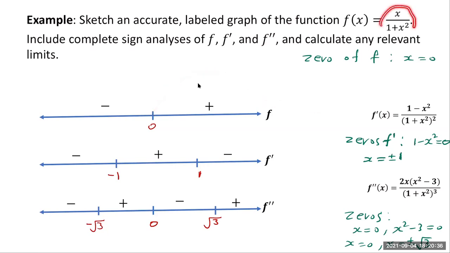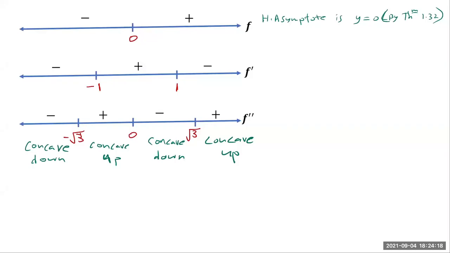Well, if you look at this function, I can easily determine the horizontal asymptotes. Notice that the degree of the top expression is 1, the degree of the bottom expression is 2. 2 is bigger than 1. That means the horizontal asymptote of this function is y is equal to 0. Okay, so the horizontal asymptote is y is equal to 0.